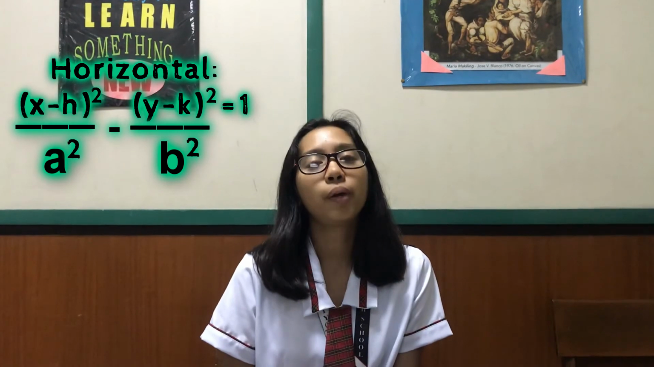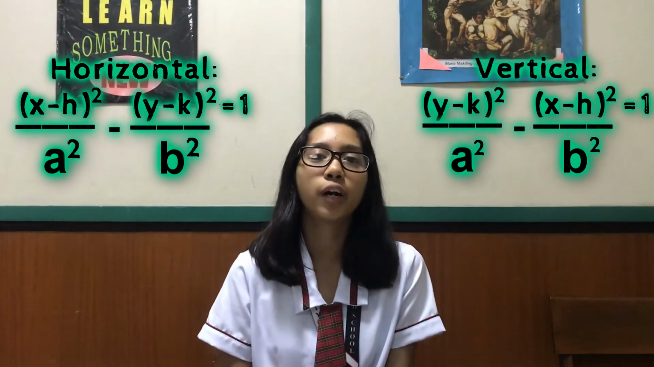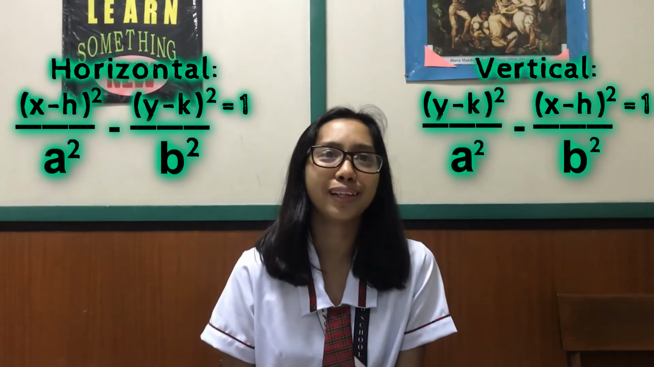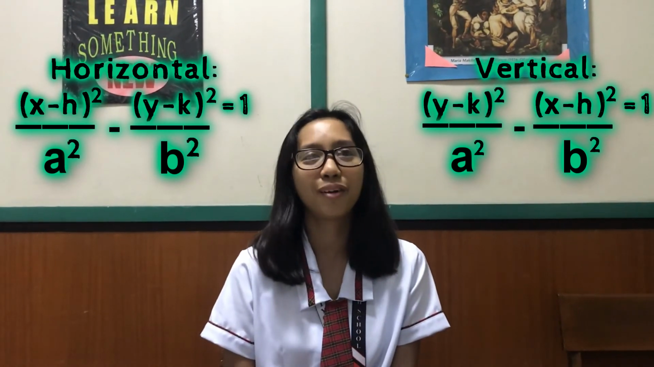If the hyperbola is vertical, the standard form is the quantity of y minus k squared over a squared minus the quantity of x minus h squared over b squared equals 1.